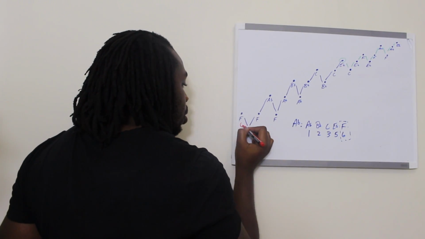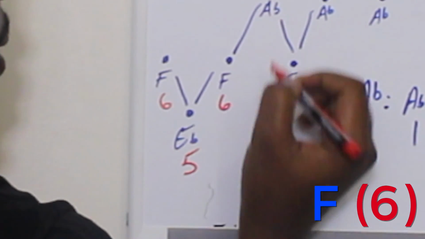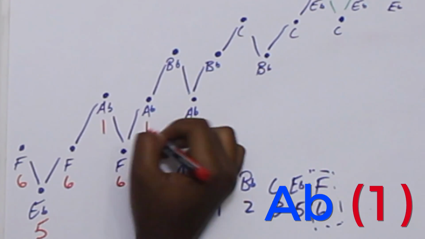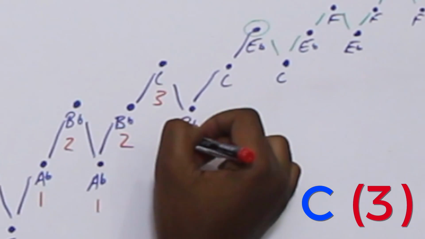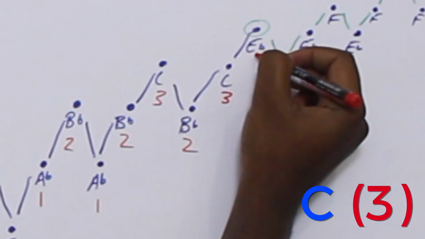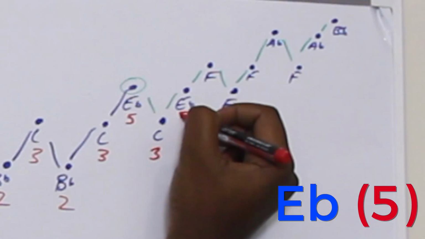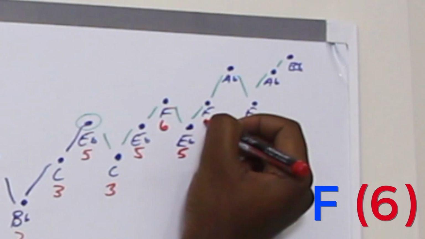We have the 6. We have 6, back to the 1, up and up. This is high for me.